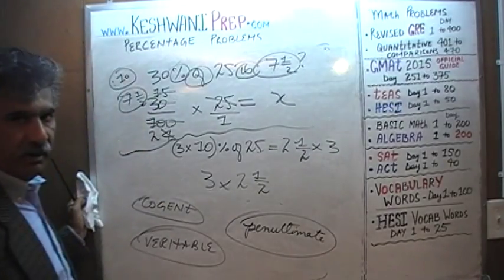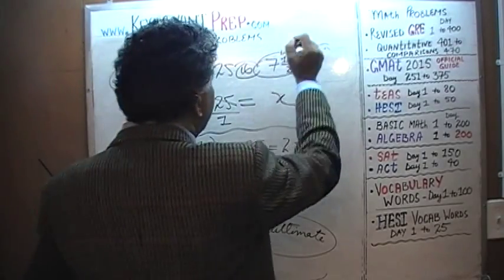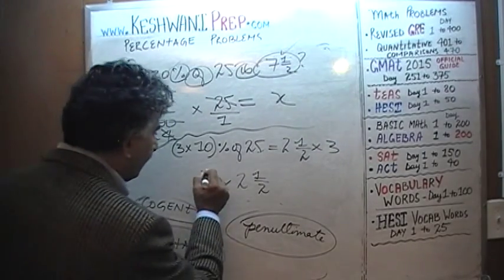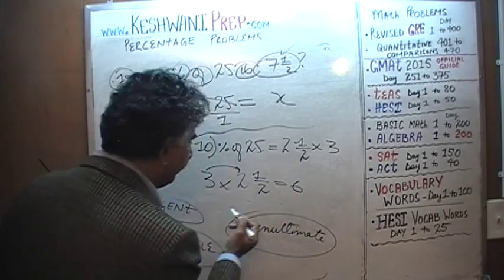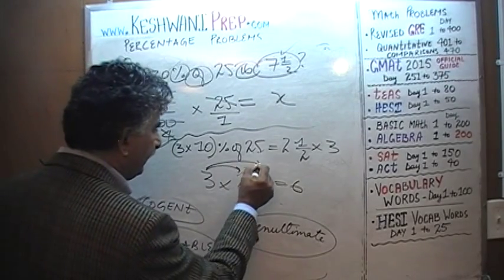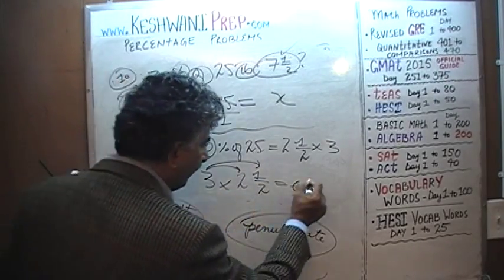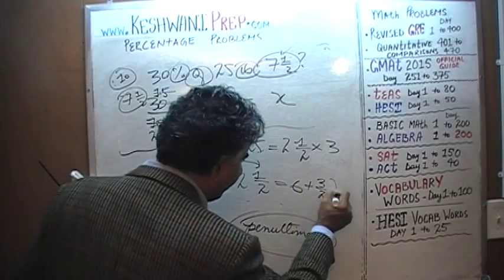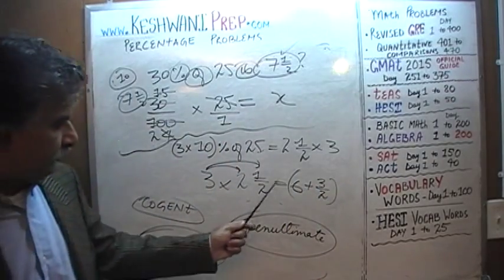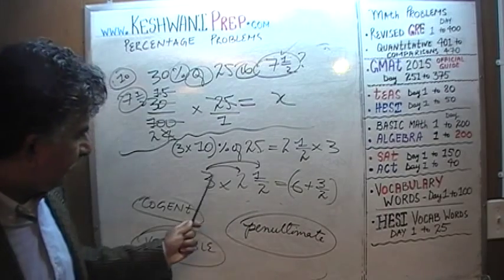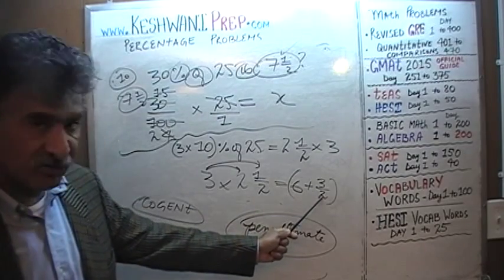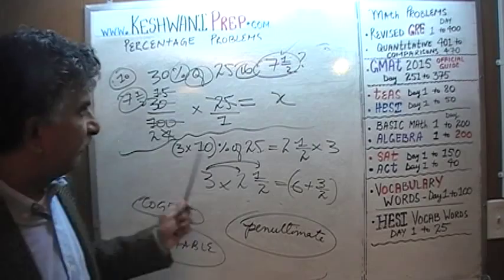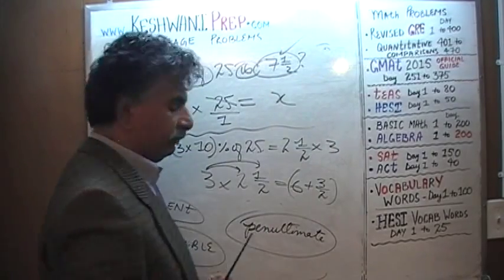What is 3 times 2.5? Let's find out, shall we? It better be 7.5. 3 times 2 is 6, and 3 times half is 3/2, and 3/2 is just 1.5. 1.5 plus 6 is 7.5. So it makes perfect sense.